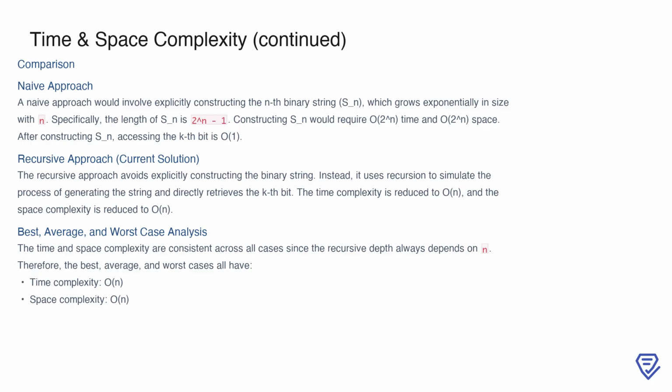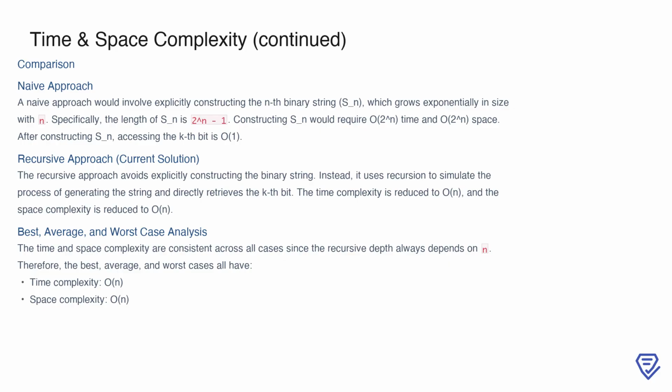In a naive approach, you would explicitly construct the nth binary string, s_n, which grows exponentially in size with n. The length of s_n is 2^n - 1, so constructing it would require O(2^n) time and O(2^n) space. Once the string is built, accessing the kth bit is O(1).